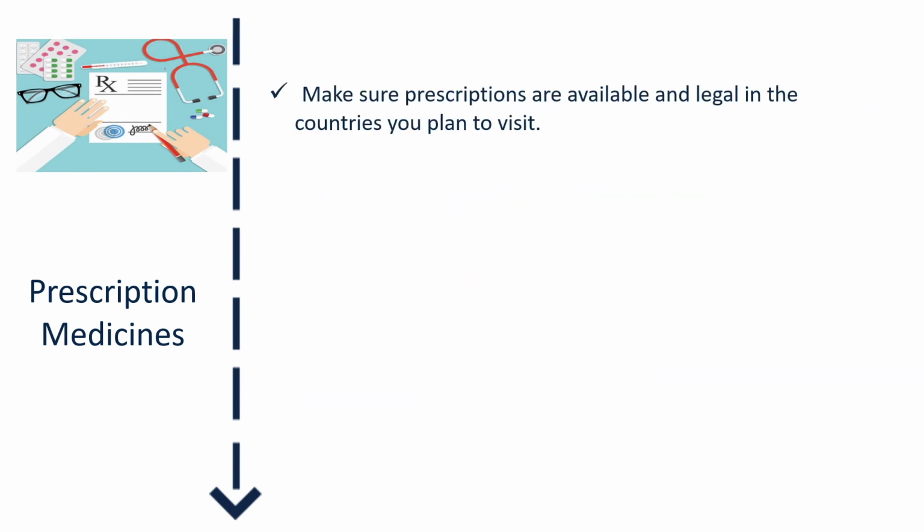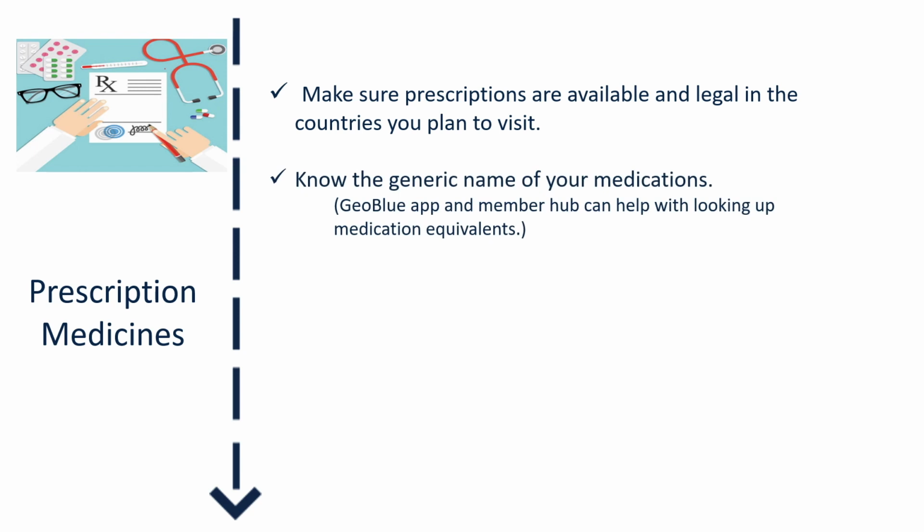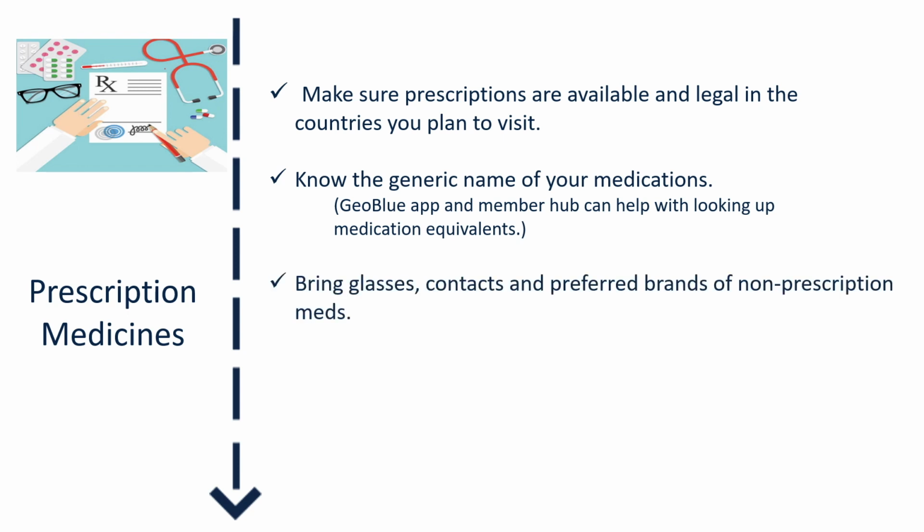Additionally, you'll want to make sure that your prescriptions are available and legal in the countries you plan to visit. You should know the generic name of your medications. Some medications go by different names in different countries. The GeoBlue app and Member Hub can help you with looking up those medication equivalents, so make sure you take advantage of that. This might seem obvious, but please do bring glasses and enough contacts for your stay.